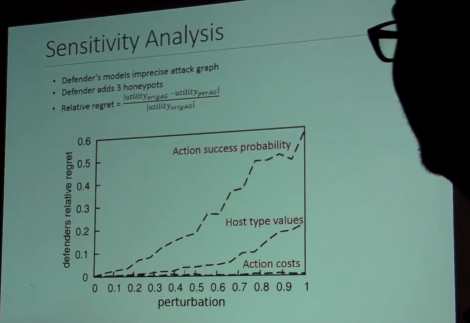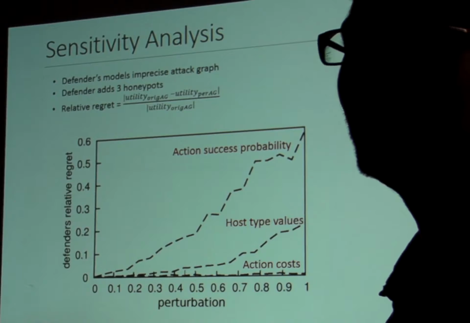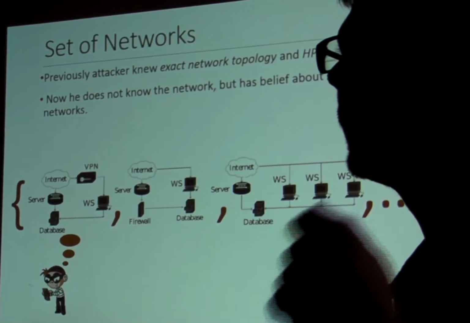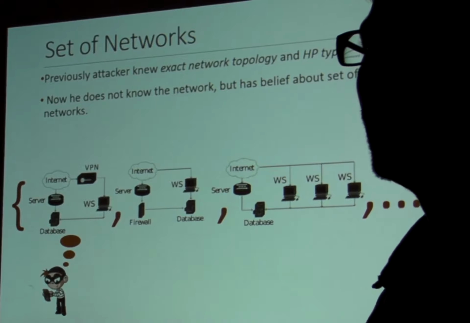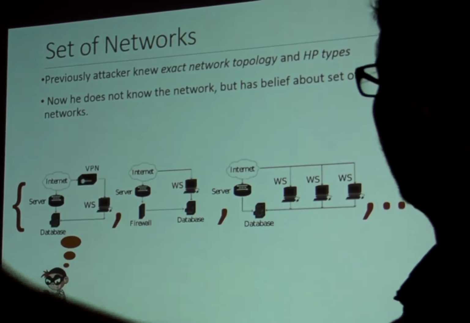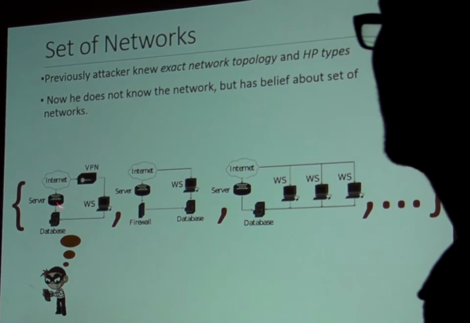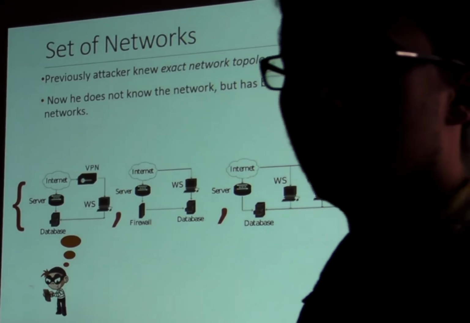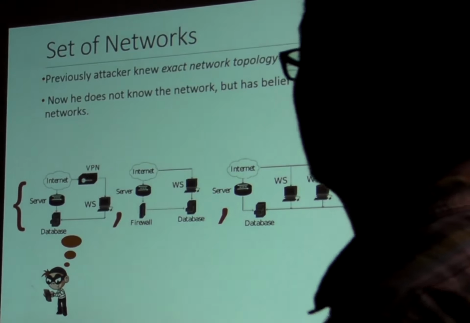Okay, so I merged my two works here. This was our initial work, and we now extended it in a way that the attacker does not know the original network, but has a set of networks that he thinks the company might have deployed. So in this case we assume that the attacker knows different networks that the company might have deployed, and with what probability they deployed each network.